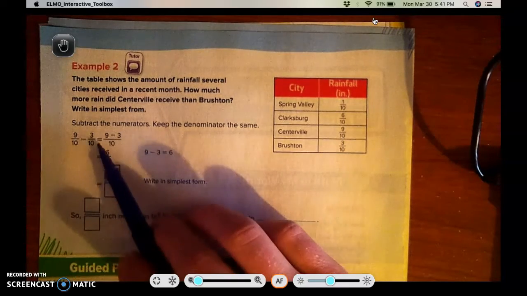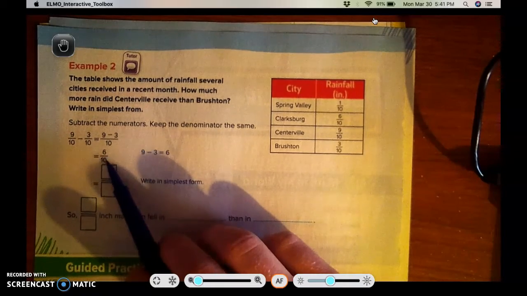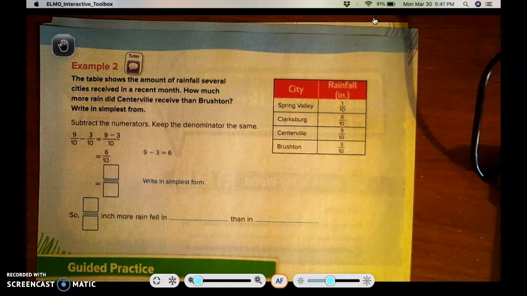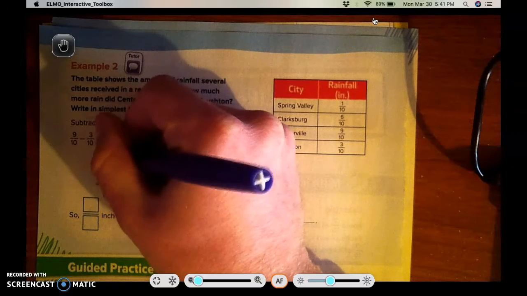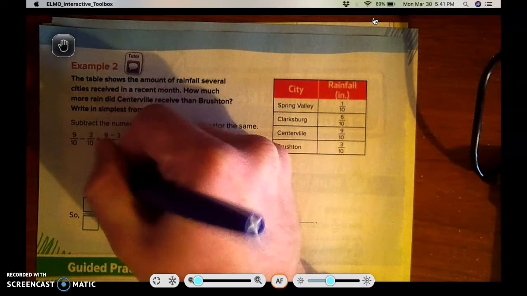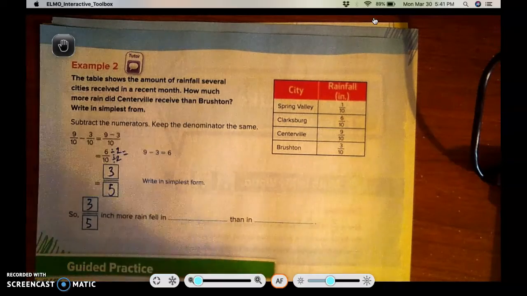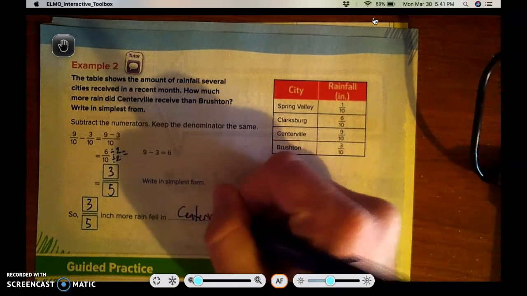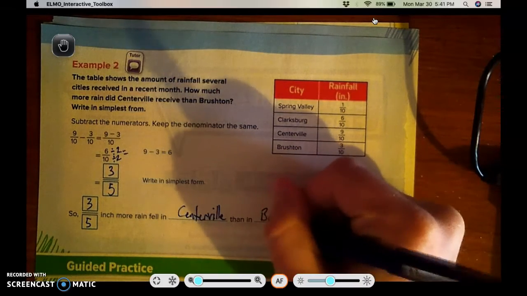They took 9 minus 3, again kept the denominator the same, gave us 6/10, but I know that 6 and 10, their greatest common factor is going to be 2. So I'm going to divide the top by 2 and the bottom by 2 to give me an answer of 3/5. So 3/5 inch more rainfall fell in Centerville than it did in Brushton.